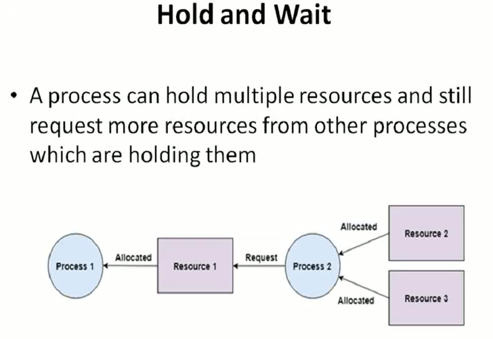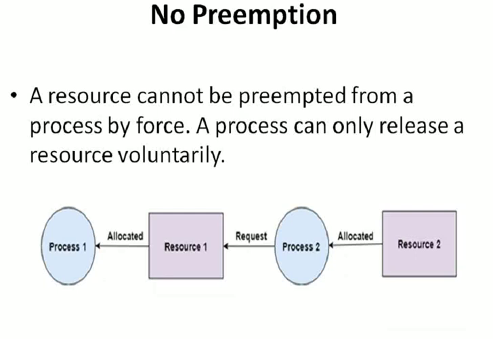The next one, hold and wait. A process can hold multiple resources and still request more resources from other processes which are holding them. See the picture, process 2 is allocated resource 2 and resource 3, but it is giving the request to resource 1. This is hold and wait.